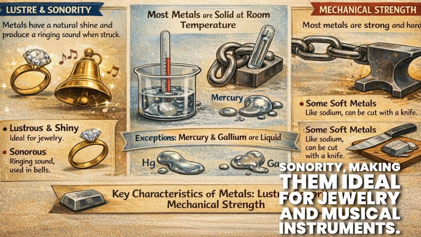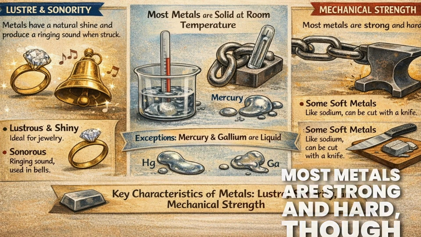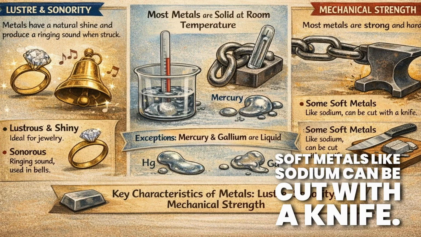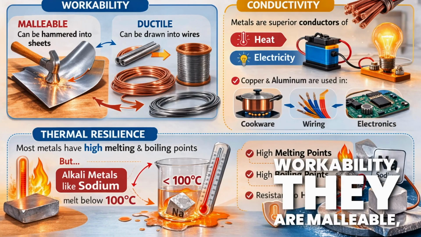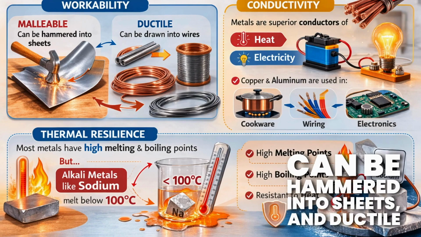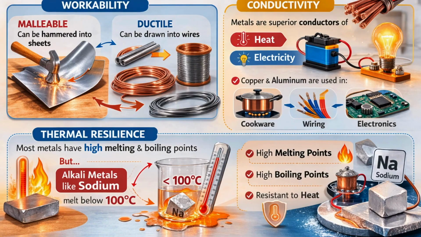musical instruments. Mechanical strength. Most metals are strong and hard, though some are soft. Metals like sodium can be cut with a knife. Workability. They are malleable, can be hammered into sheets, and ductile, can be drawn into wires.